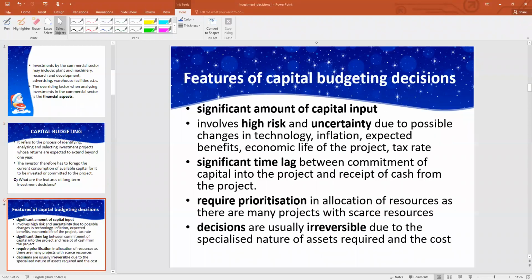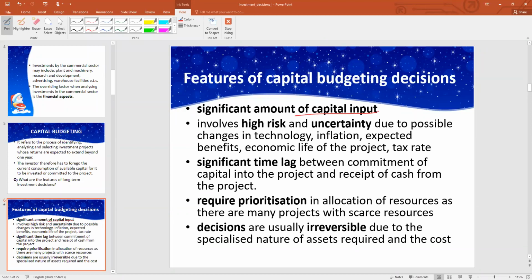But anyway, the key thing you need to know is, what are the features of capital budgeting decisions? What are the characteristics of those decisions? Of course, they're not revenue expenditures. Therefore, they will spend a lot of money, so the initial capital input is going to be high.